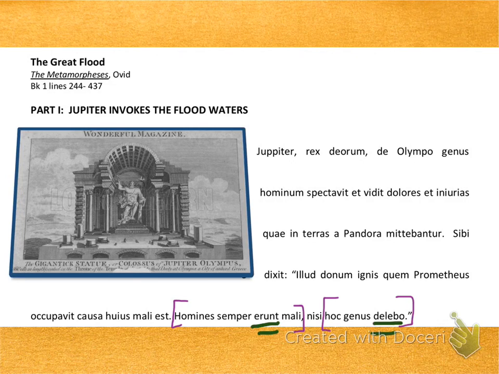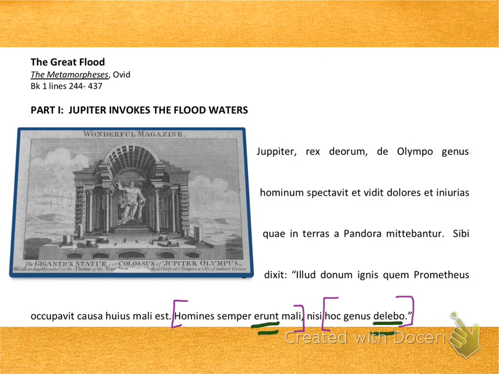The verb erunt in the first clause is a form of the verb to be. It is in the future tense. I know this because of the characteristic U in front of the NT, as well as the ER. This makes it the future tense of the verb to be.